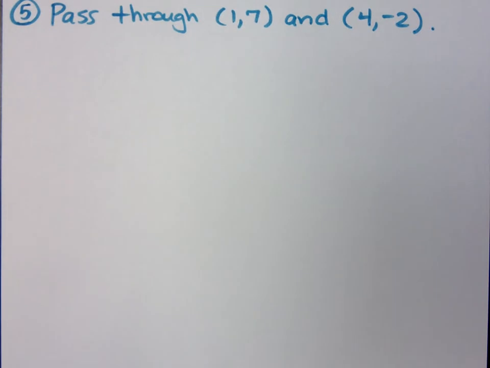All right, let's find the equation of a line that passes through (1, 7) and (4, -2). Now, what's different about this setup from all the other ones we've done so far? It doesn't have a slope. I did not give you the slope. Does that mean we can't do it? No, you have to find the slope, and then plug it back into what we were just doing. As soon as I find the slope, it reverts back to the same kinds of problems we've already done.